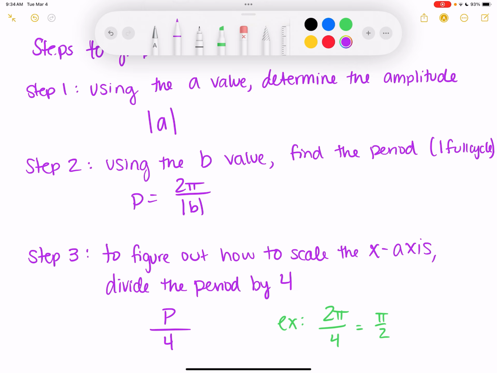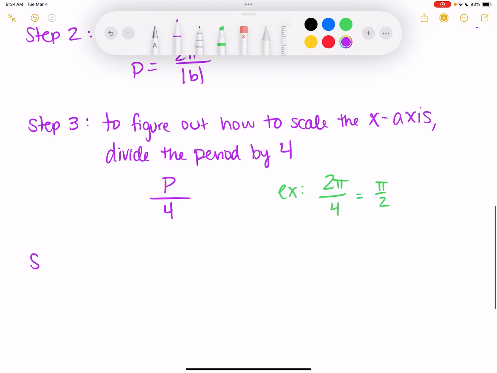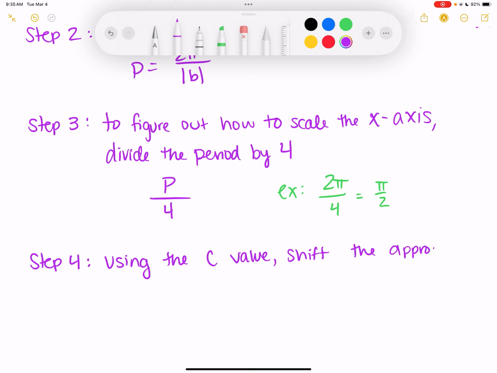Step 4, using the C value, shift the appropriate units left or right. So following what we had written above, it's positive, it goes left; negative, it goes right.